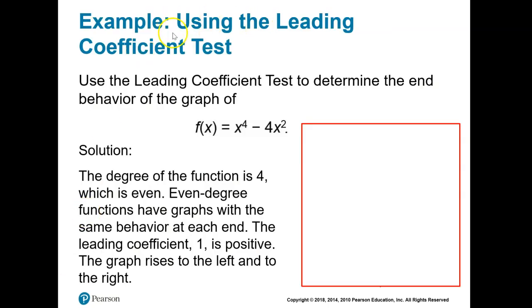All right, it says use the leading coefficient test to determine the end behavior of the graph of x to the 4th minus 4x squared. All right, so number one, we don't need this.